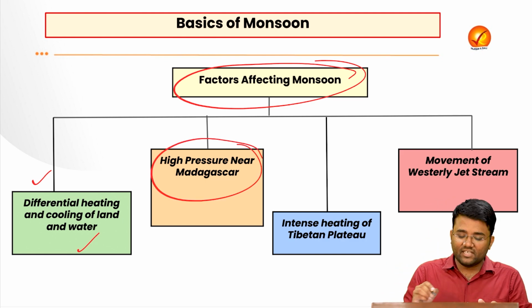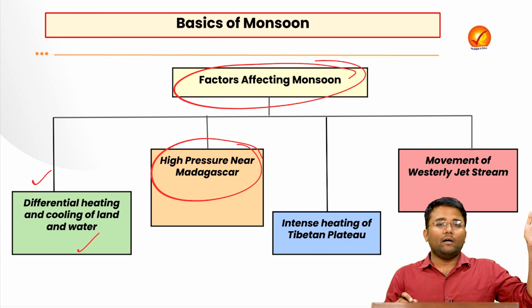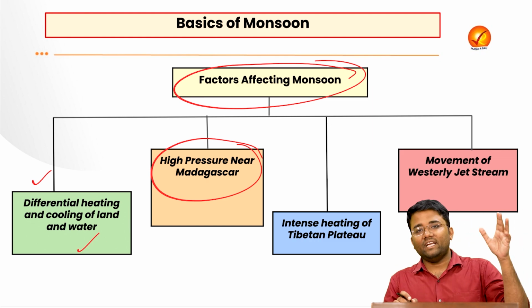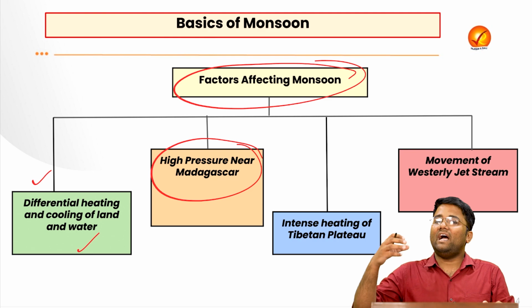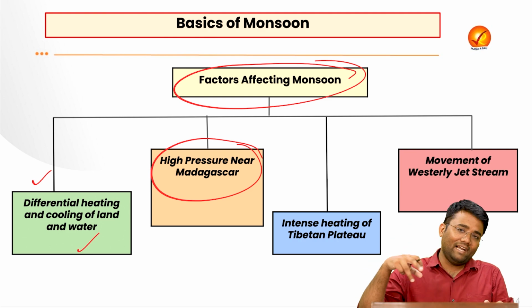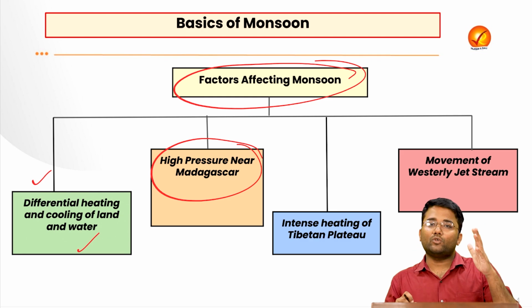Also, because of the high pressure near Madagascar, especially East Madagascar, winds are pushed towards the Indian subcontinent, where a low pressure zone has been created because of the apparent heating of the land areas. So that also ensures that more and more moisture-laden winds are coming towards the Indian subcontinent.